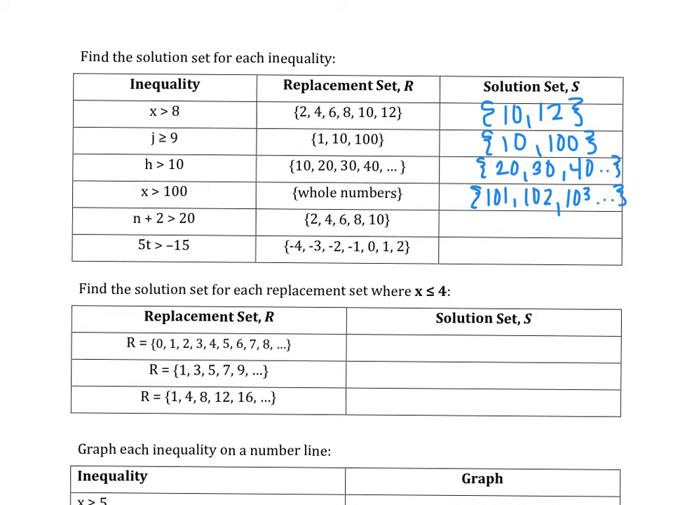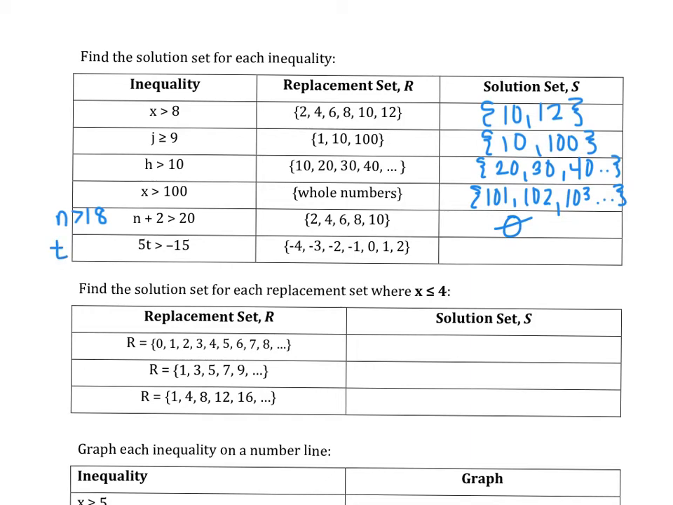N plus 2 is greater than 20. So the first thing that we're going to have to do is solve for n. So when we solve for n, our answer is going to be n is greater than 18. So all of the things in here, if we look at our replacement set of our options, there's none of them where the answer is n is greater than 18. So then that's going to be an empty set, which is there are none in the replacement set that exist to solve this problem.